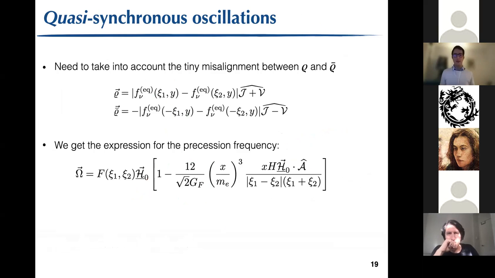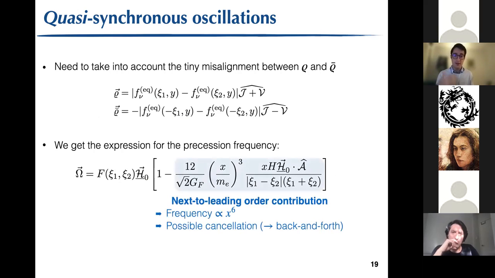And we can actually explain this. I would call it a regime of quasi-synchronous oscillations. This is due to the fact that up until now, I said that rho and rho bar were following J, the self-interaction Hamiltonian. But remember the quantum kinetic equation: for rho, the full Hamiltonian, which we have to project according to our ATAO prescription, is J plus V, while for rho bar, it's J minus V. When you expand, assuming that V is much smaller than J, you get this expression for the precession frequency. The first term is the leading order term that we were talking about up until now, and you get an extra contribution that is the next-to-leading order one.